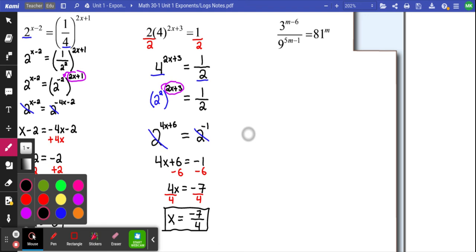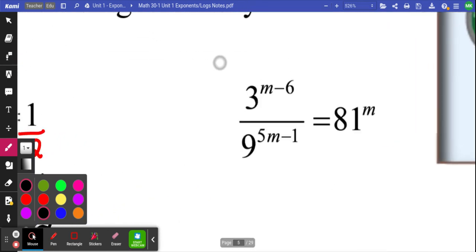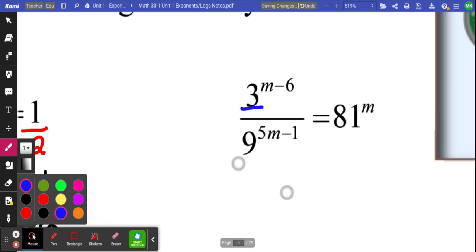The last one. Looking at that guy, I got 3 powers now. So I got 3 to the power of something, 9 to the power of something, 81 to the power of something. I notice that my letter is in my exponent. That means I want like bases. I'm going to go big to small, so I'm going to try to make everything base 3, because that's the smallest base I currently see. After some guessing and checking, I notice it works. 9 is 3 squared. 81 is 3 to the power of 4.